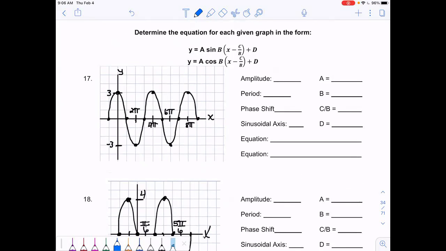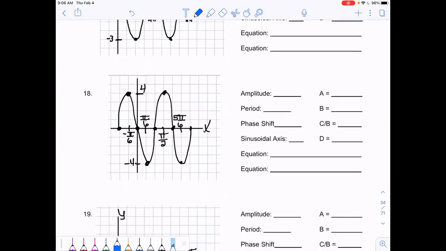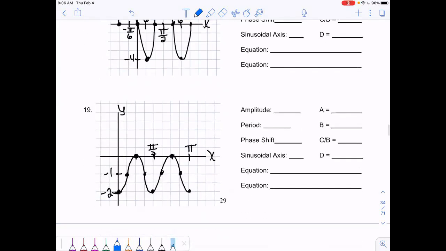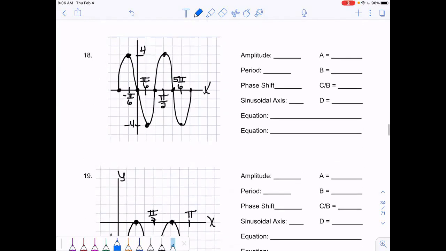We have these beautiful graphs, which I hand drew myself. So I tried to make them neat. I think they look pretty good. Did a nice job making those graphs.